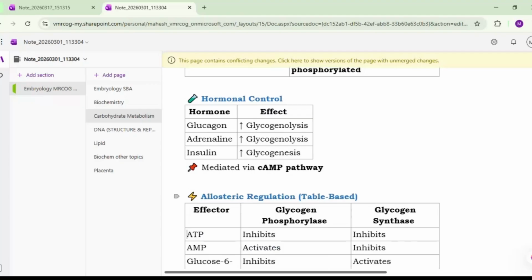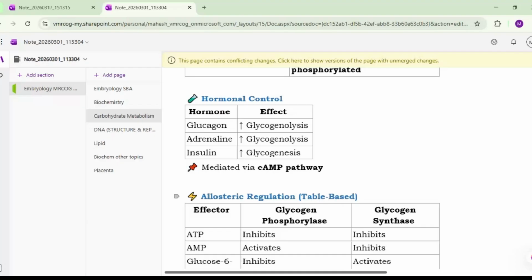Now there is also hormonal control. Glucagon will increase glycogenolysis. Adrenaline will also increase glycogenolysis, while insulin will lead to an increase in glycogenesis. So it will increase the carbohydrate store. It is mediated via cyclic AMP.